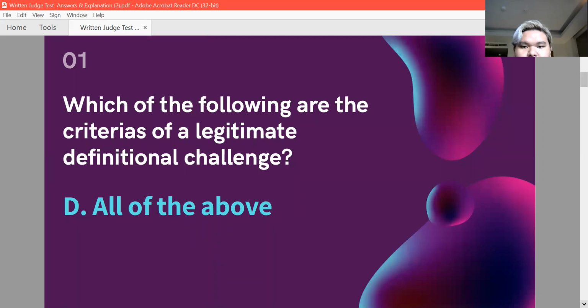First question: which of the following are criteria of a legitimate definitional challenge? A. It must be done by the leader of opposition. B. There should be reasonable grounds of why the definitional challenge is necessary. C. It must be done as a last resort against a poorly defined motion. And D. All of the above. The answer is D. We saw that some of you answered option A, B, or C. All of these options are true and correct, and a legitimate way for you to challenge definitions. Quite easy and quite clear.